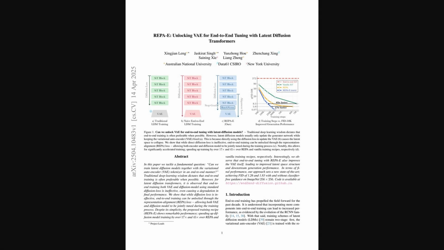Okay, so those numbers really drive home the point. REPA-E gives consistent gains across the board. Well, to wrap things up, this REPA-E method seems really promising. It effectively unlocks the VAE for stable end-to-end tuning with diffusion transformers, which we saw leads to better image quality much faster. This is important because it opens up new possibilities for improving these powerful generative models.